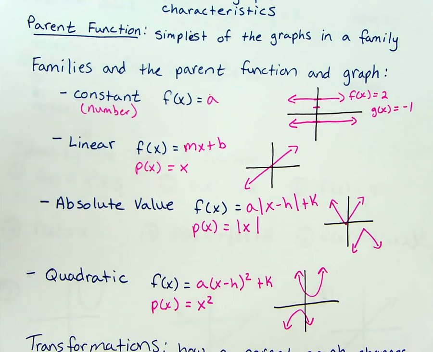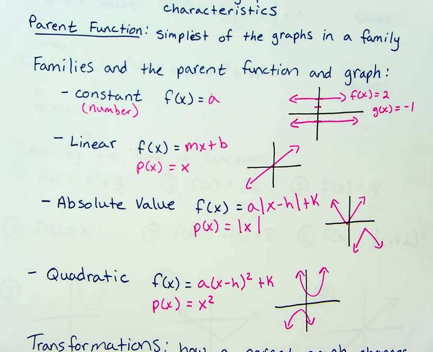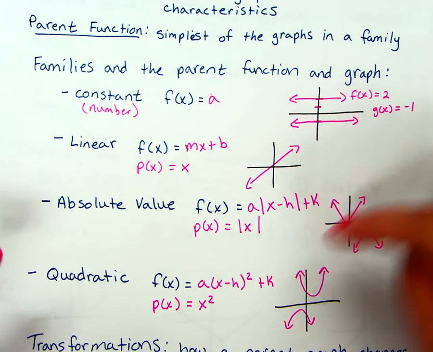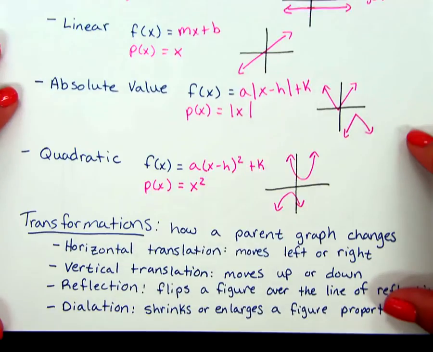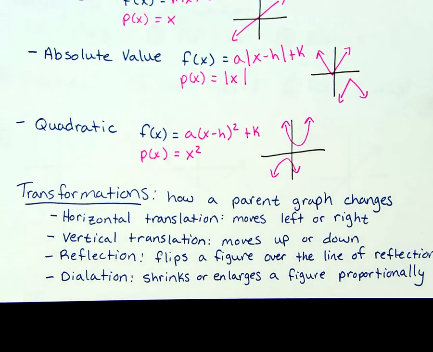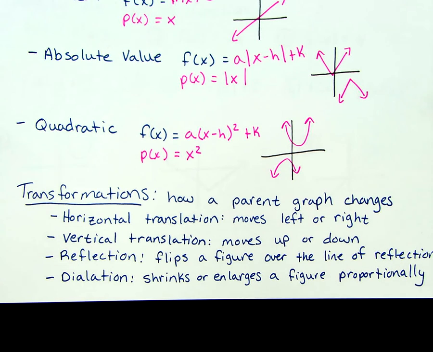Absolute value is a V, linear is a diagonal line, constant is a horizontal line. So those are the 4 families that we're going to be talking about. Now, each of these families, based on its general equation, we can change from our parent function. So those changes we're going to call transformations. So transformation is, again, how a parent graph changes between its parent graph and its general equation.